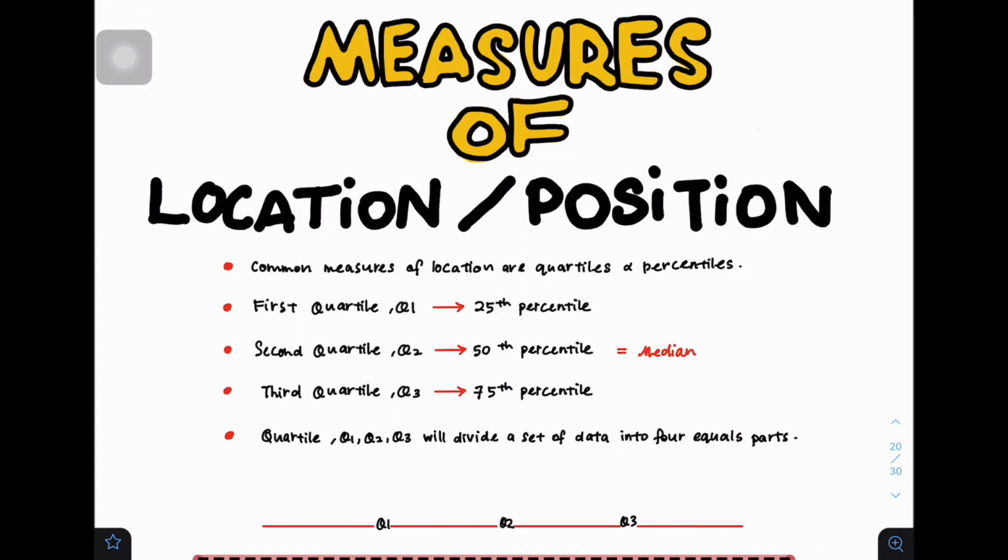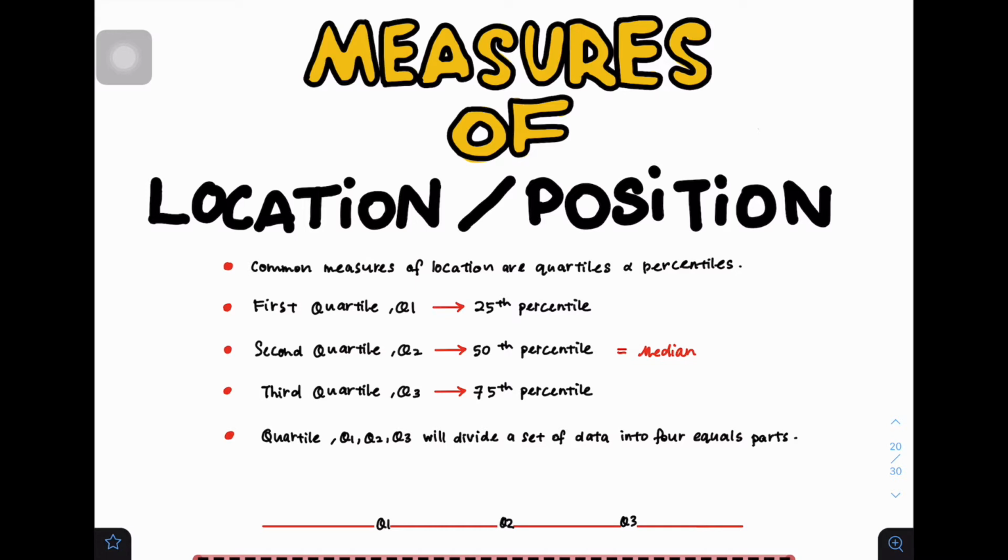So now we want to learn about the measurement of location or position. So we call it measures of location or position, di mana dalam measures of location and position ni kita akan measure the quartile. Okay, so kita ada first quartile, kita ada second quartile, and kita ada third quartile. So, apa dia measure of location and position?